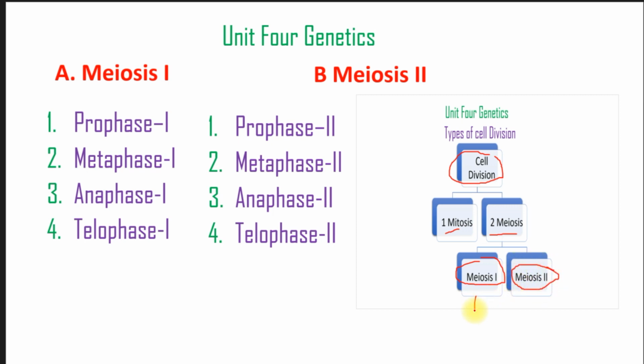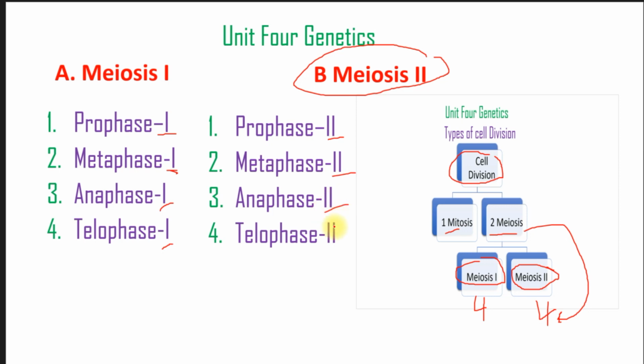Each of them has four stages. Totally, how many stages does meiosis have? It has 8 stages. In meiosis one, there is prophase first, metaphase first, anaphase first, and telophase first. Whereas in meiosis two, there are prophase two, metaphase two, anaphase two, and telophase two. Totally, there are 8 steps in meiosis cell division. This is the introduction part. Let's see the details of each of the divisions.